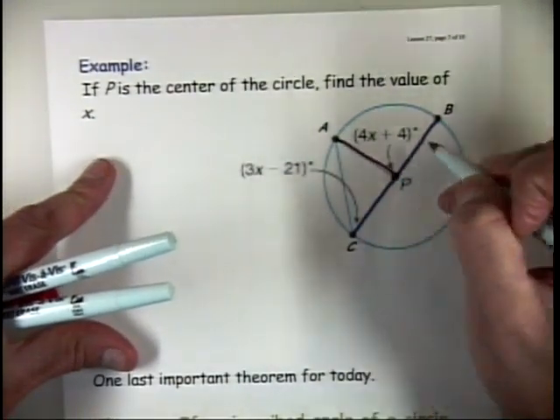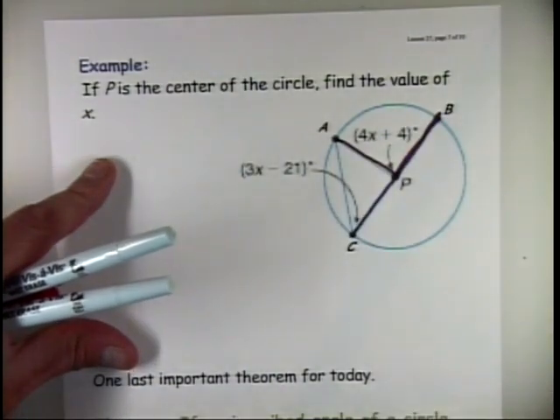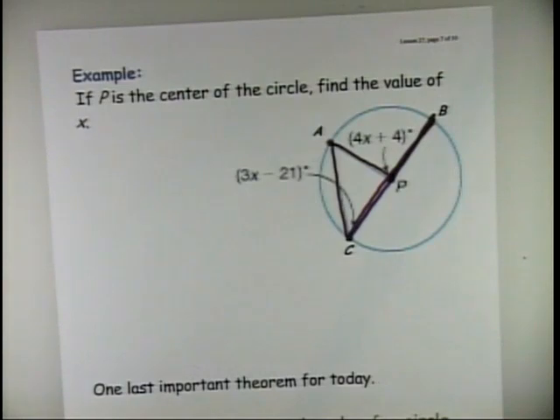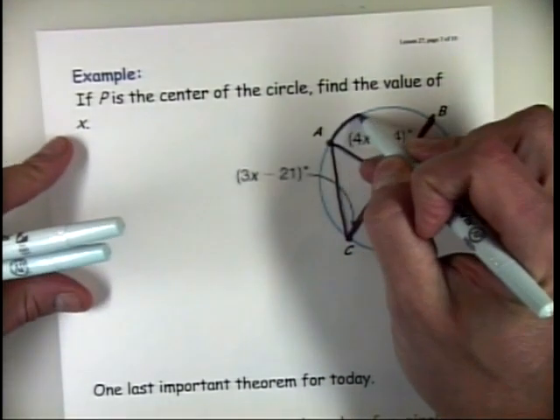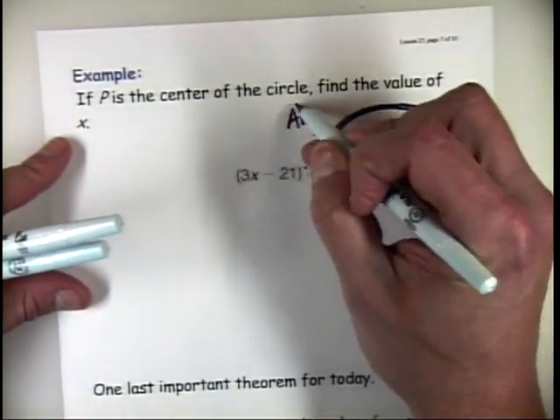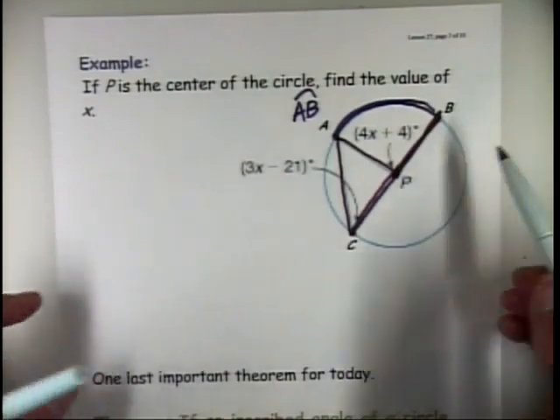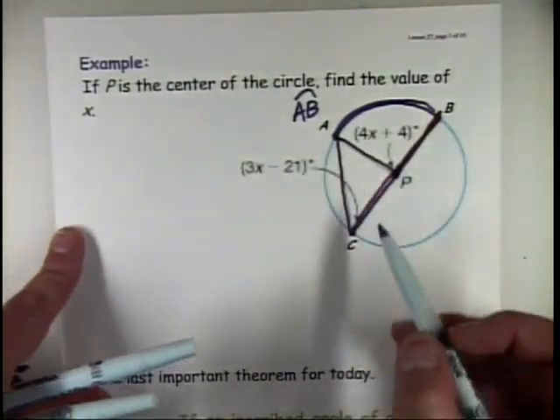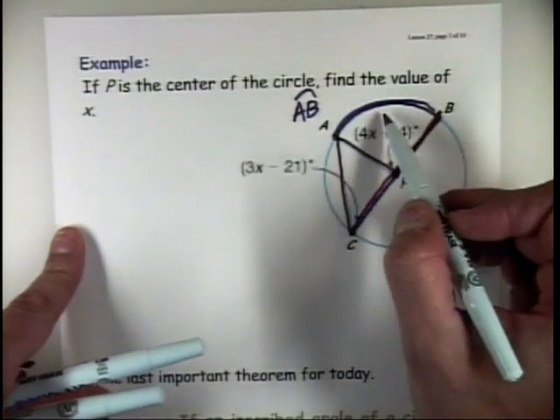We have this right here, which is a central angle, and we have this right here, which is an inscribed angle. Notice that they both subtend the exact same arc. Both of those subtend this arc right here, arc AB. Last time we learned that the central angle has the same measure as the arc, and today we learned that this angle is half the measure of the arc.